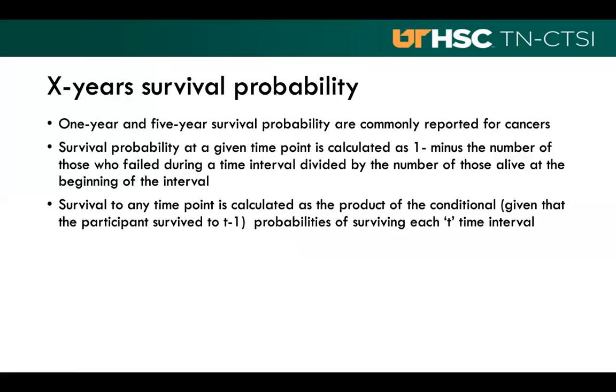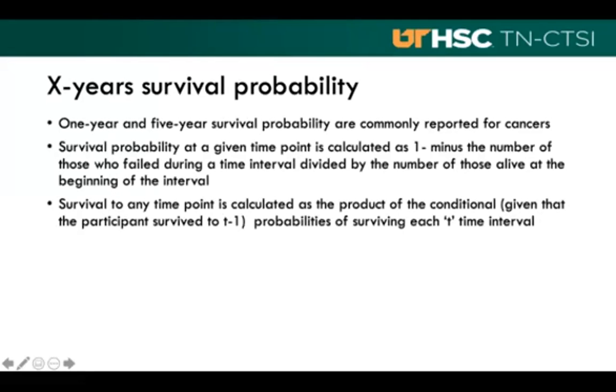X-year survival probability is one of the commonly reported survival summary data. When we say X years, we mean, for example, 1-year survival probability or 2-year survival probability. For cancer, usually 5-year survival probability. So 1-year and 5-year survival probability are commonly reported for cancers.